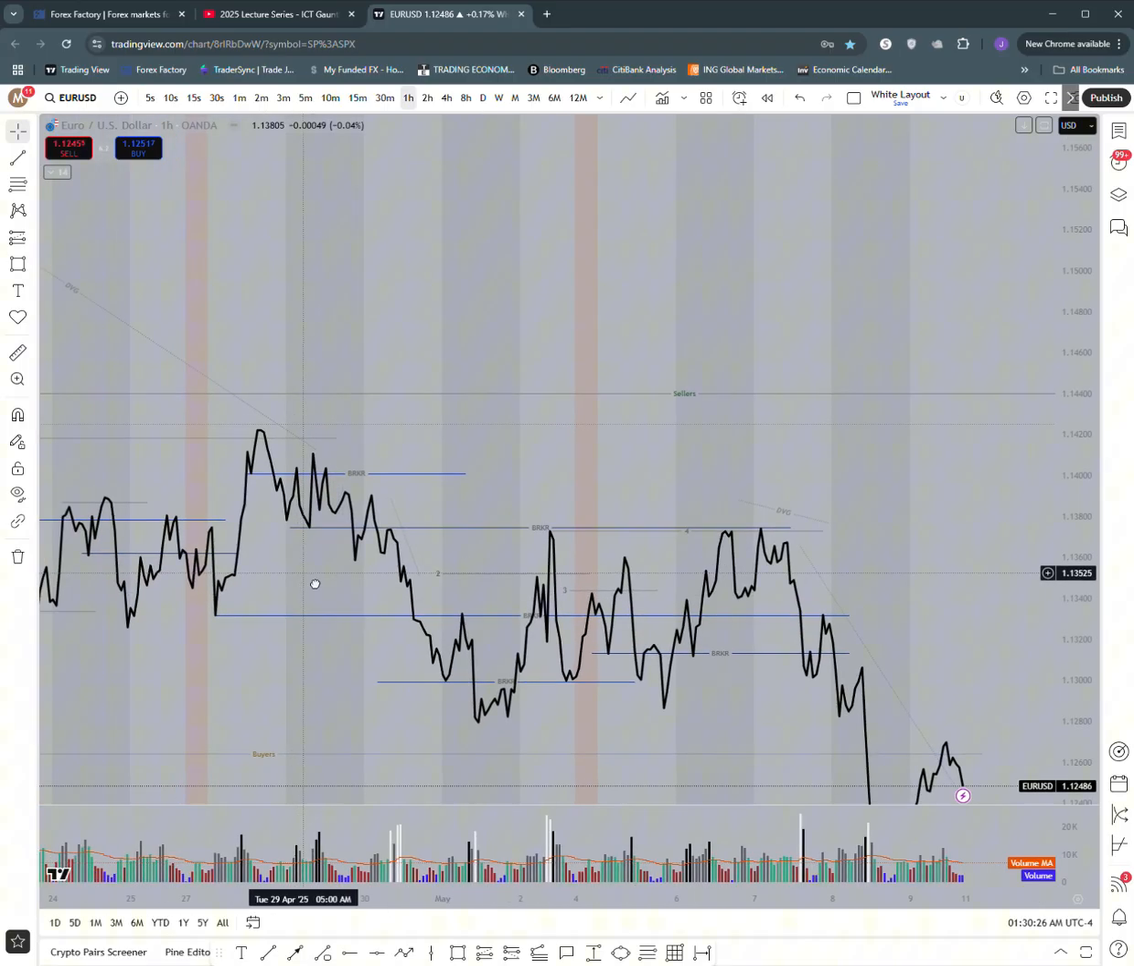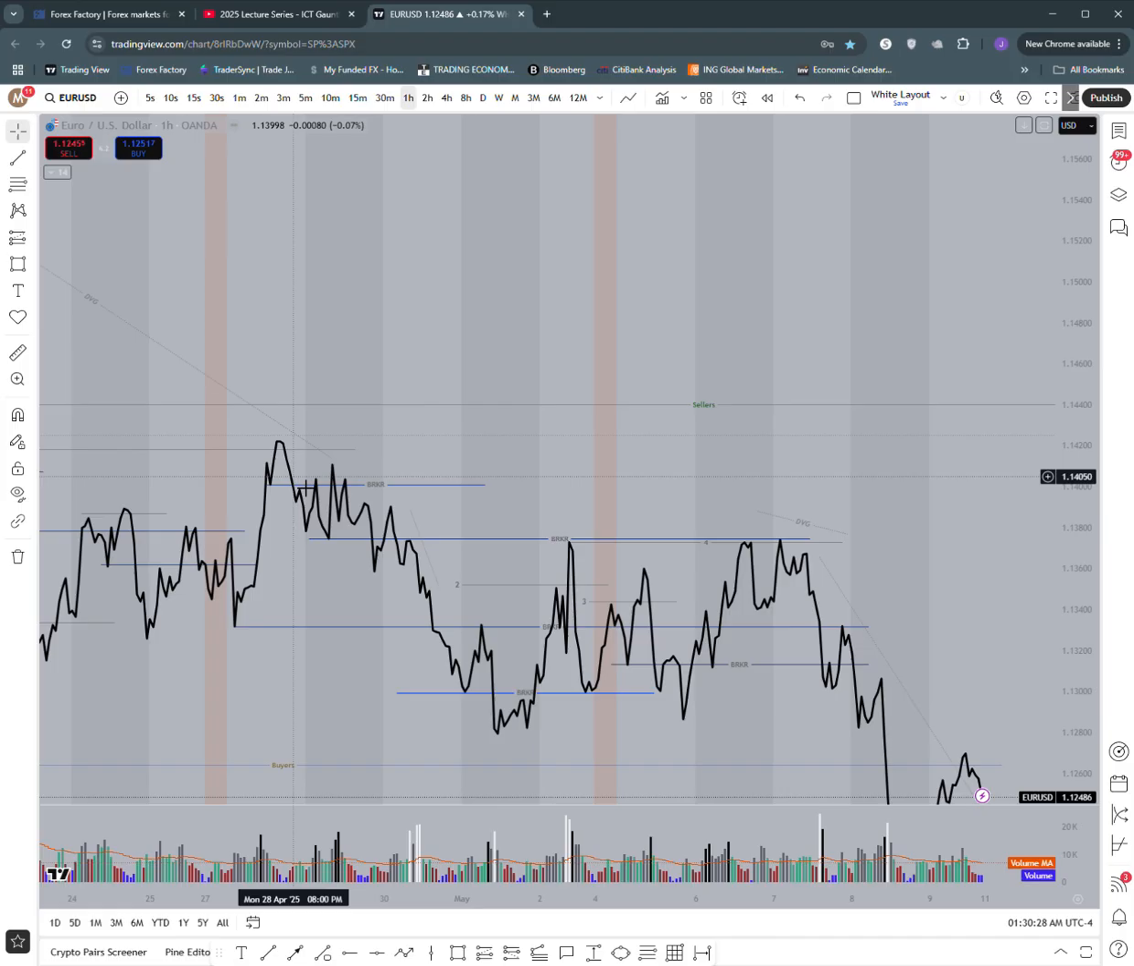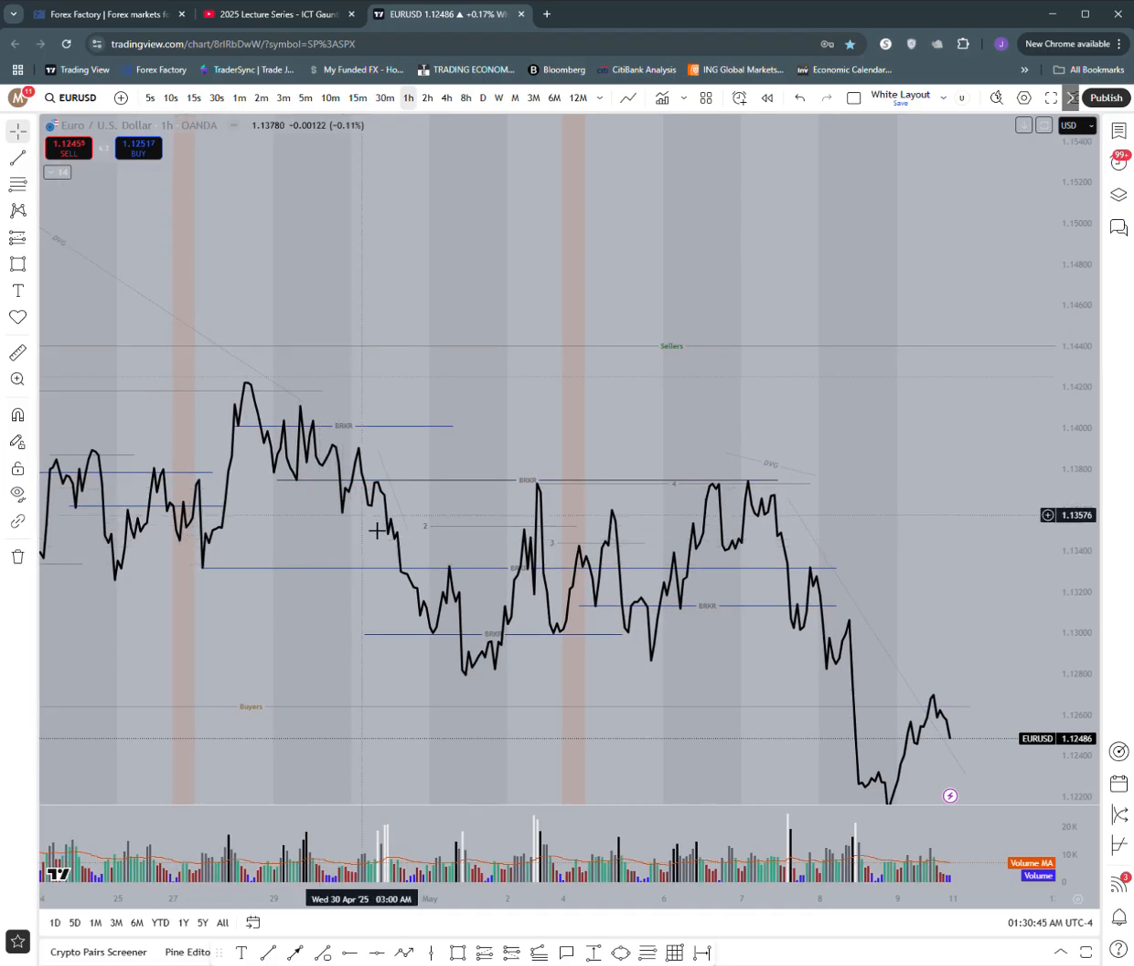Let's see if we can find this model happen again. Right here, I bet you there's wicks hitting this and it creates a swing and then runs it. Stays, it reruns. Creates a swing right around that breaker, runs it. Here's a breaker, we create a swing, then rerun it.